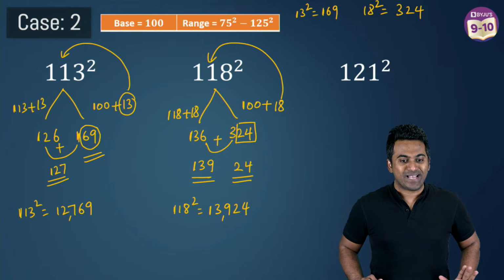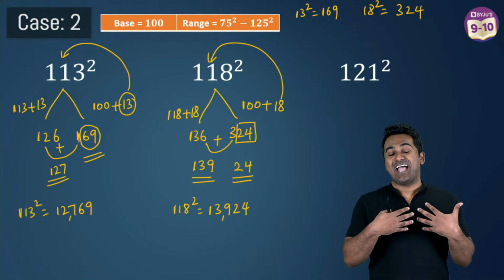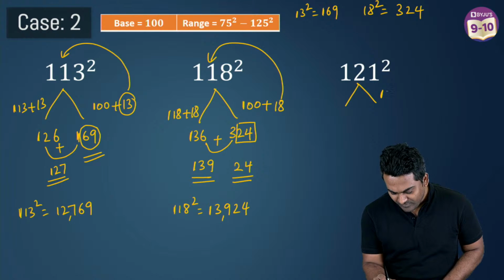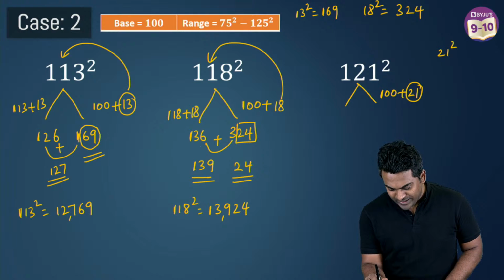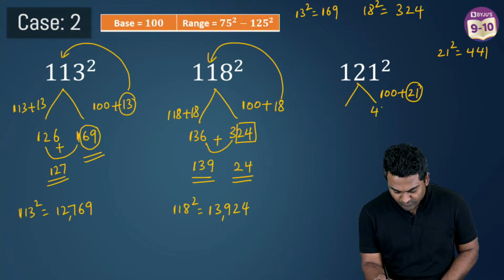13,924. Well done. You have already figured out the answer to 121 square. I'm really happy that you've understood the method for it. So this is going to be how much? I will write it like 100 plus 21. The first step is I will be calculating 21 square, and we know what 21 square is, right? This is going to be 441. So I write that here, 441.